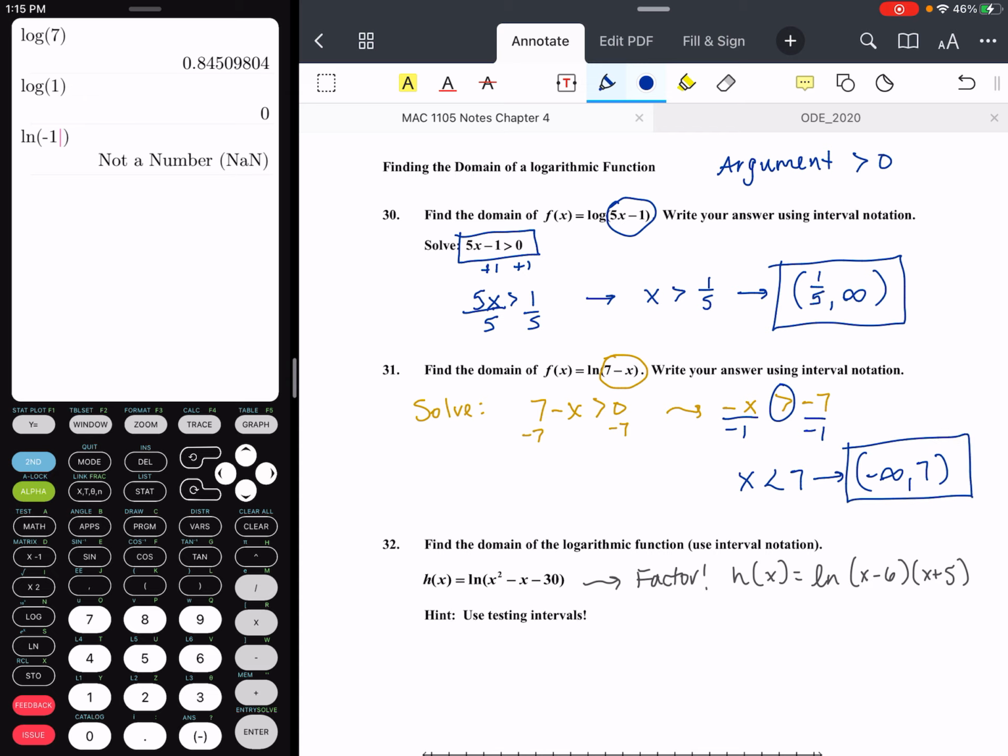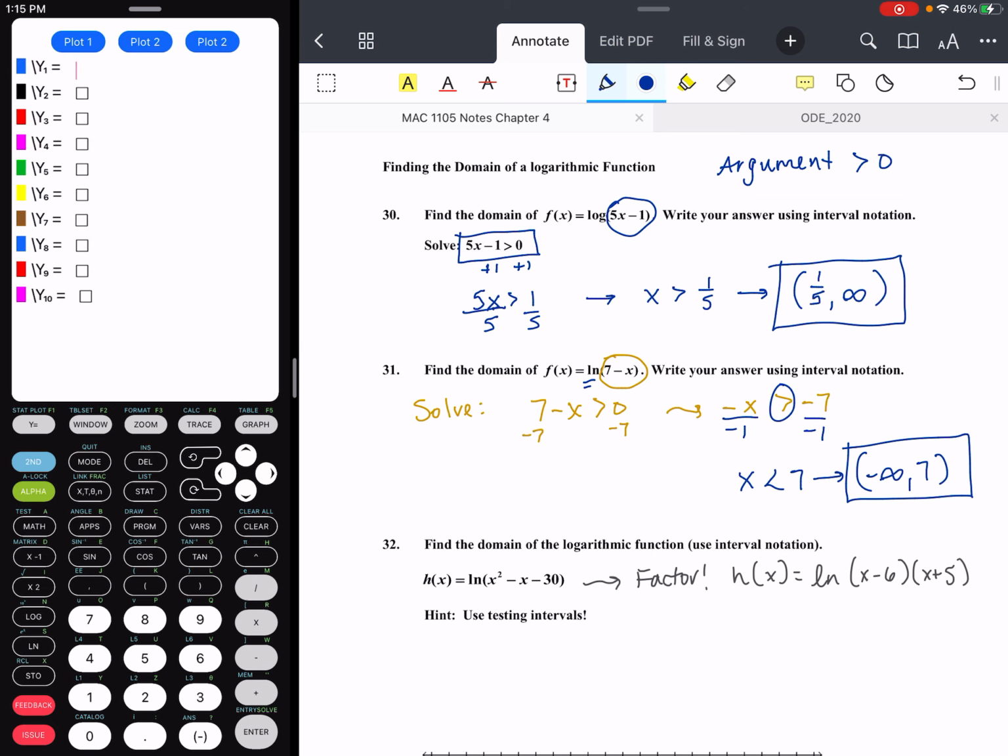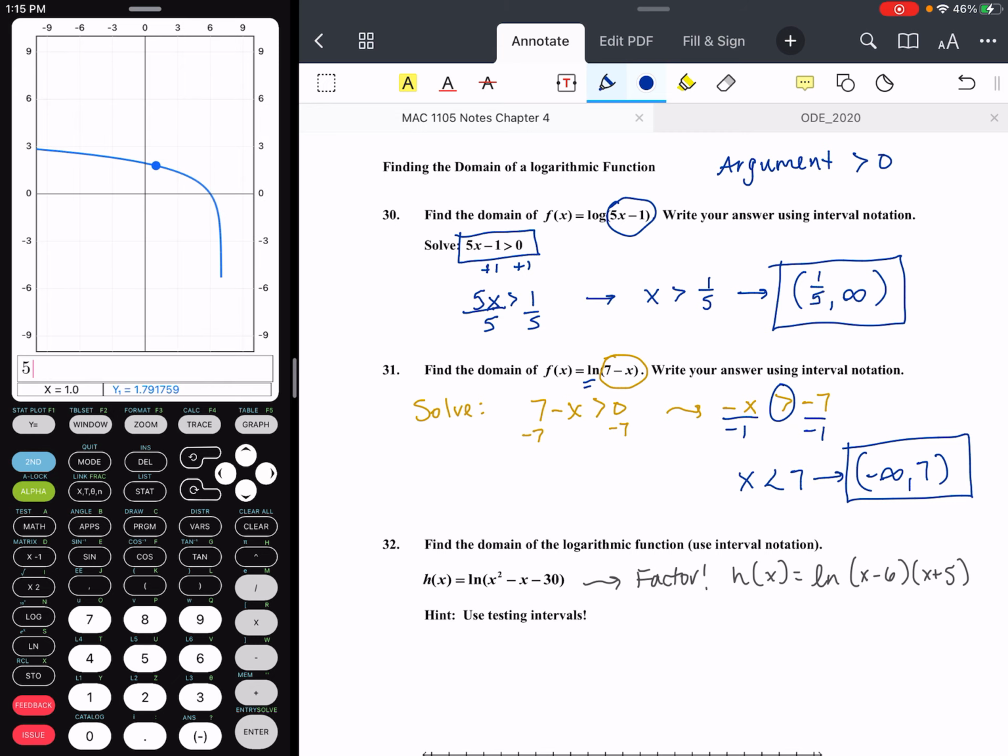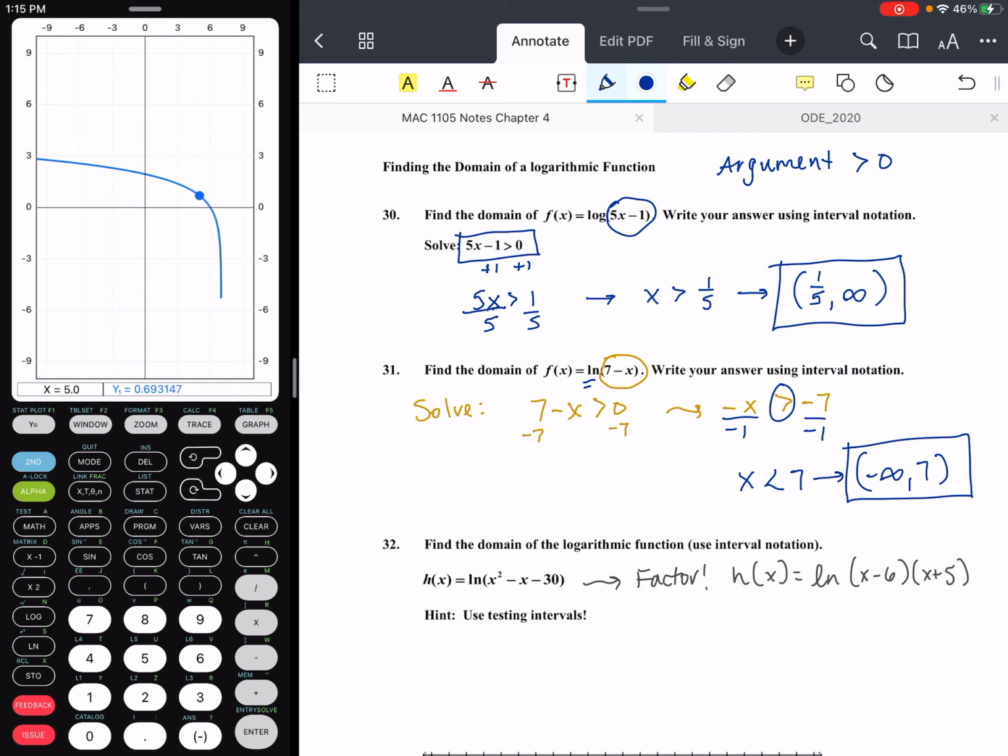Okay, and we can check either of these graphically. So for example, for number 31, we have the ln key. So go to y equals, I'll clear this out, natural log of 7 minus x, hit graph. And we can see visually that our graph is kind of petering out at this x equals 7 vertical asymptote. So if we use the trace function, if x equals 5, there's 0.69.